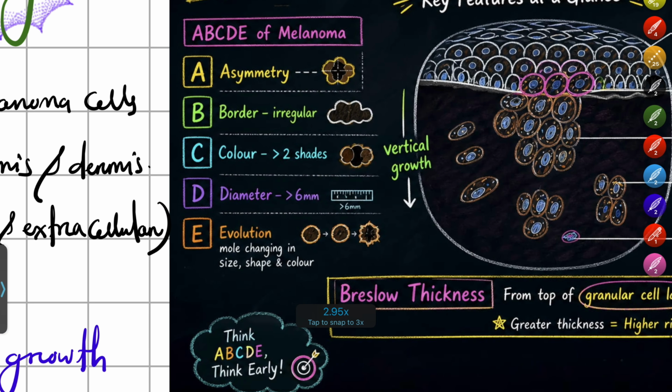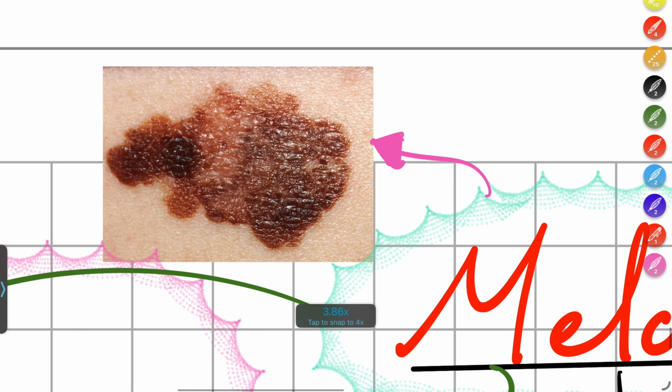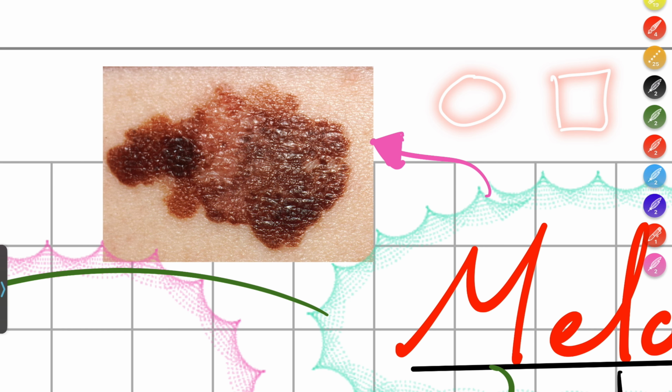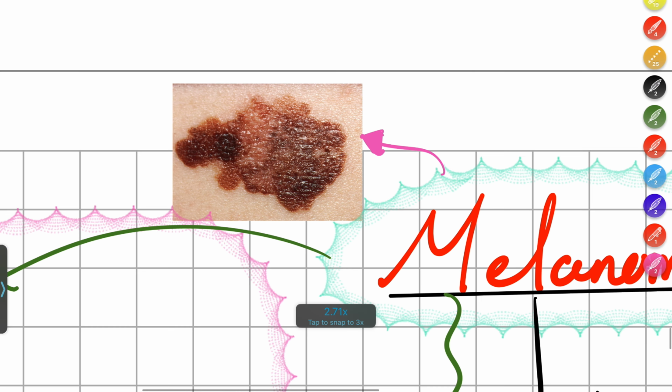So first see the clinical features of the melanoma. In the clinical features, A, B, C, D, E are the five important clinical features. A for asymmetry. So the melanoma is asymmetrical. It's not like a circle or a square or a rectangle or a triangle. It's asymmetrical, meaning there is no symmetry in the length or breadth.